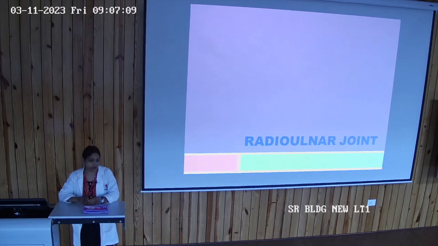Superior radioulnar joint and inferior radioulnar joint are the pivot variety of synovial joint, and the intermediate or middle radioulnar joint is a syndesmosis type because there is fibrous articulation, because of attachment of interosseous membrane between the interosseous borders of radius and ulna. The type of movement taking place at superior and inferior radioulnar joint are supination and pronation.